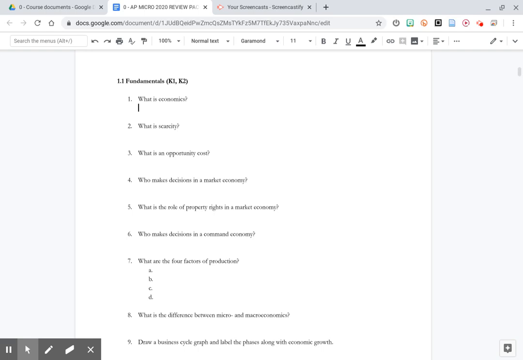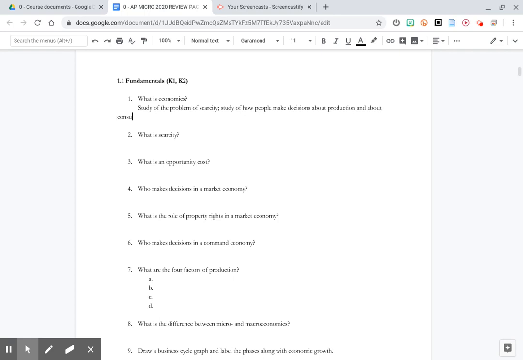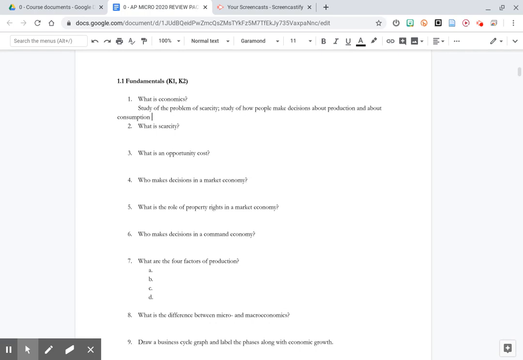So let's get started. Economics is the study of the problem of scarcity. And that word scarcity is really defined in number 2. It's also the study of how people make decisions about production and about consumption. So what we would say is that it's really focused on the level of decision making related to marginal analysis. Should I do one more of these, or should I consume one more of these?